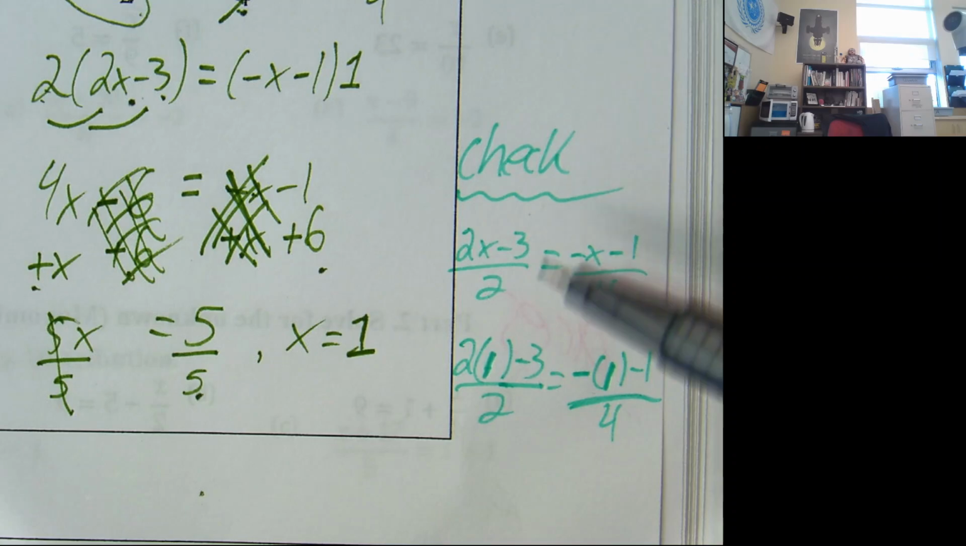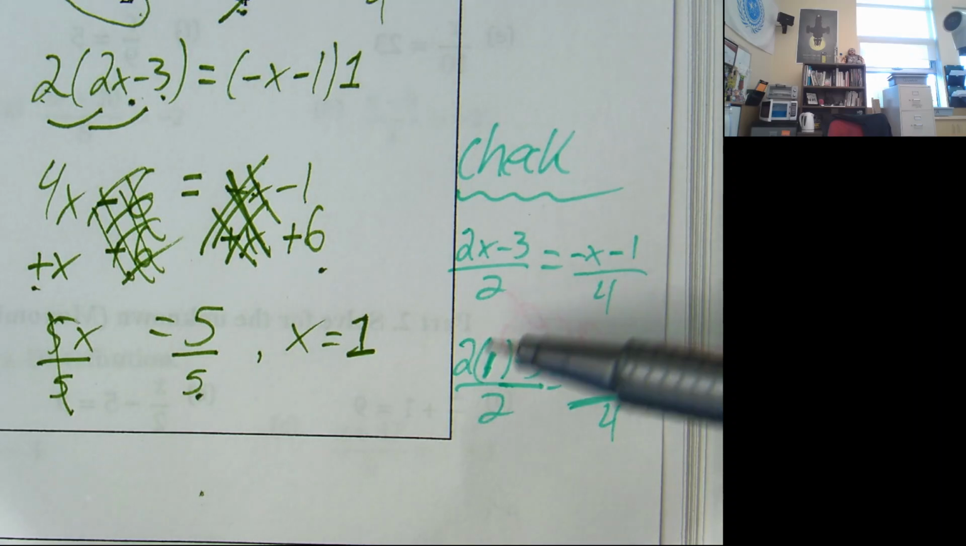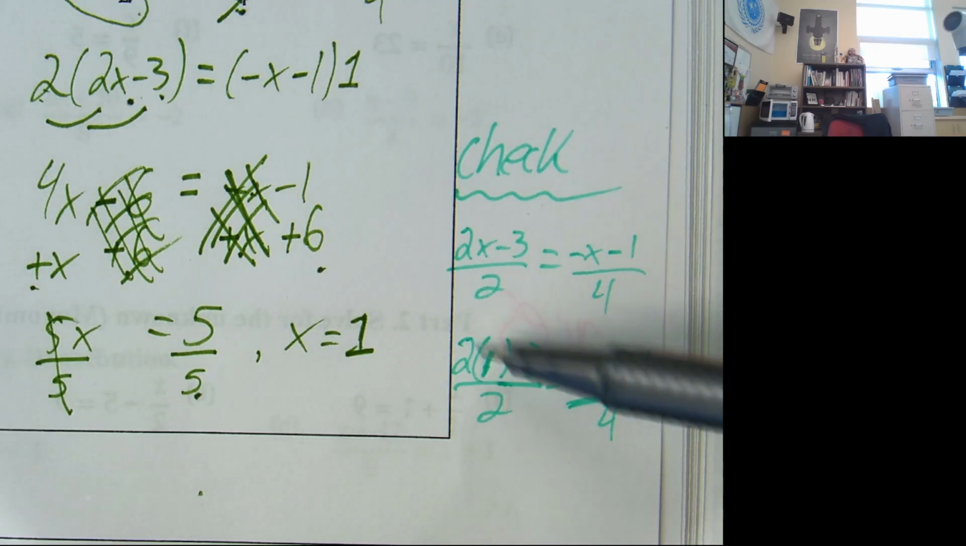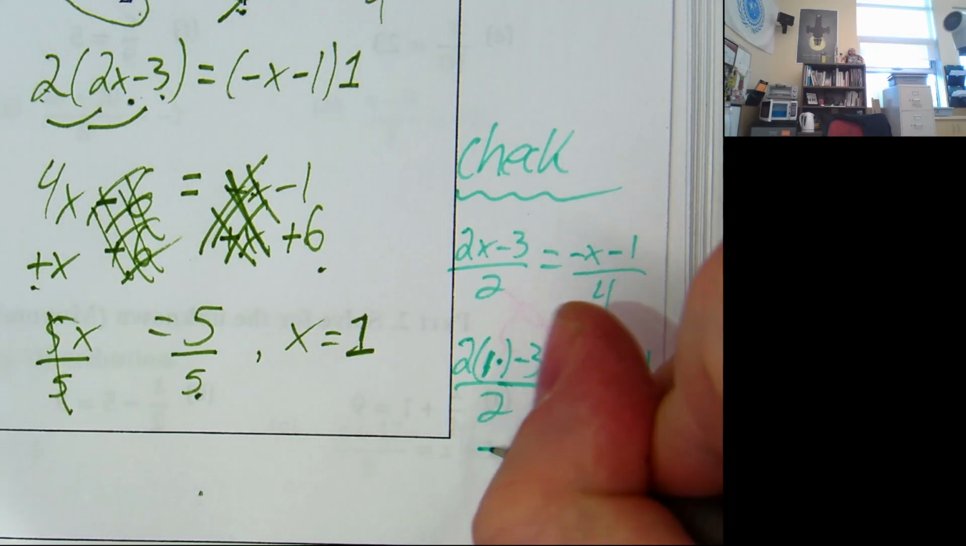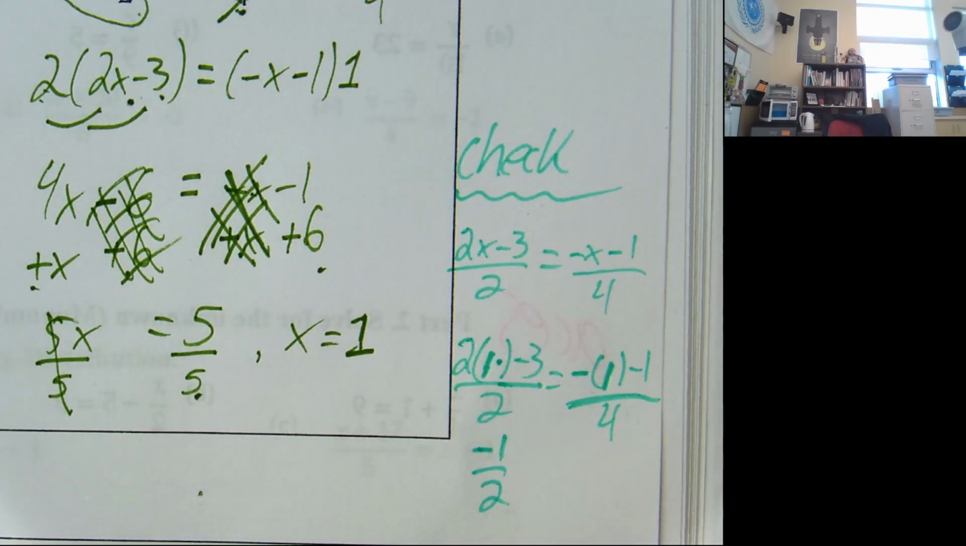Now, if you remember back to BEDMAS, when I gave you questions like this, we need to finish the numerator before we do anything else. So let's take a look at this. The first step in the numerator is to go 2 times 1, which is 2. 2 minus 3 is? -1. Okay, so I'm going to get -1 over 2 on the left-hand side there.